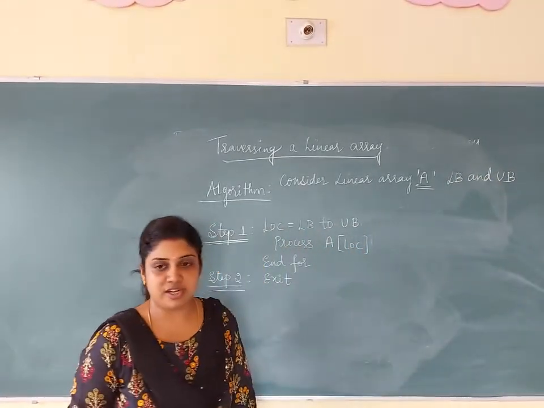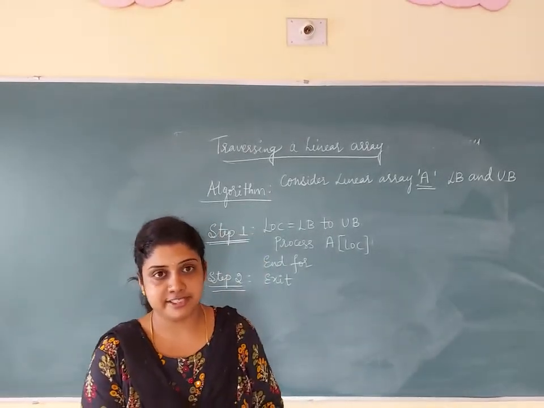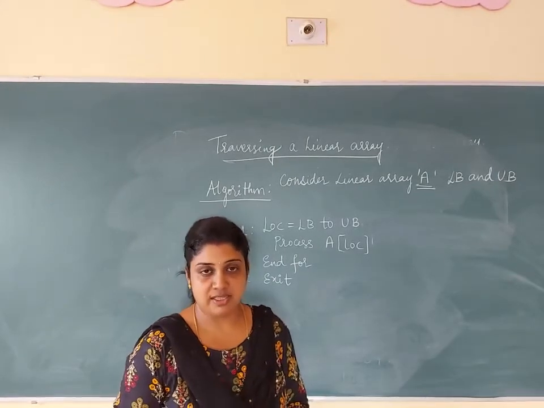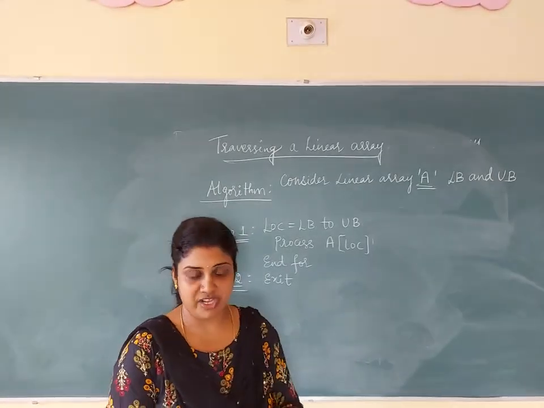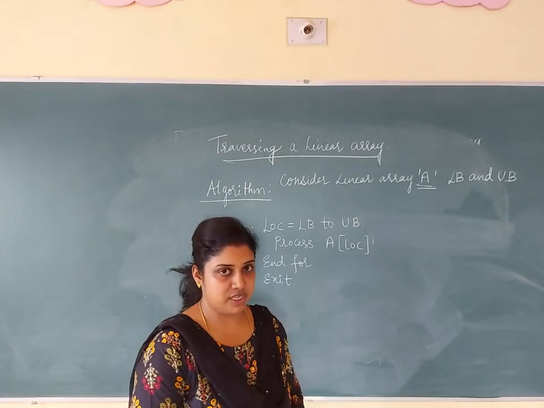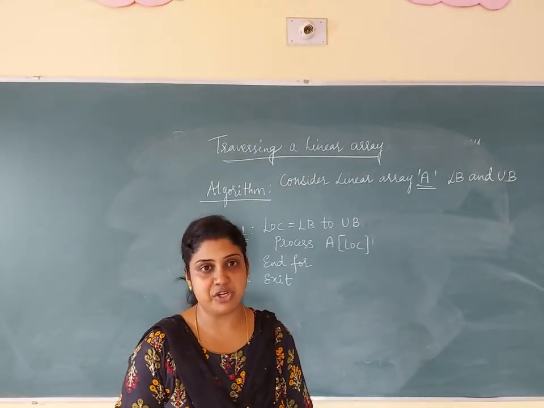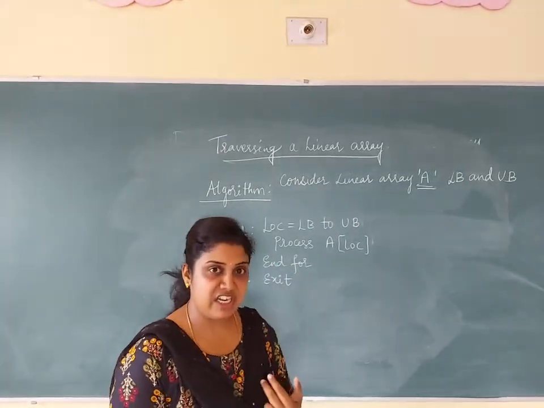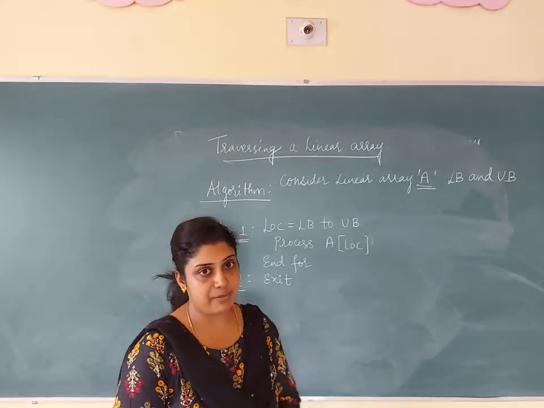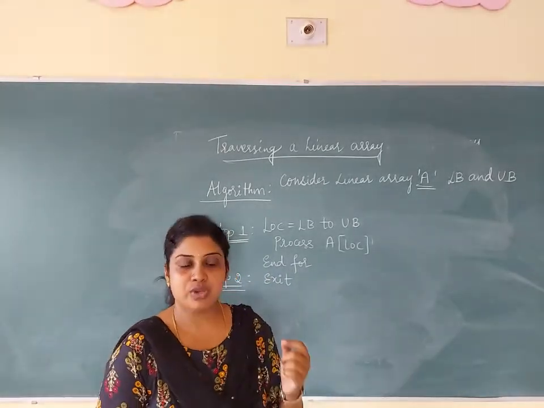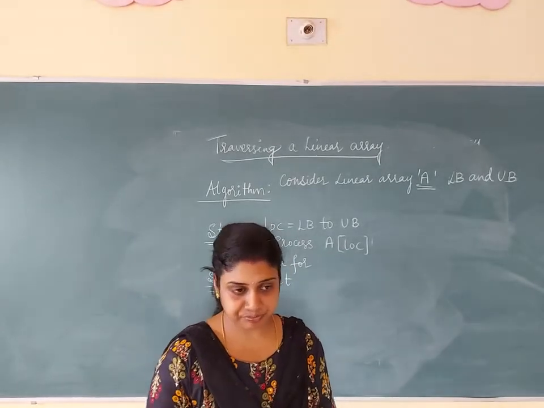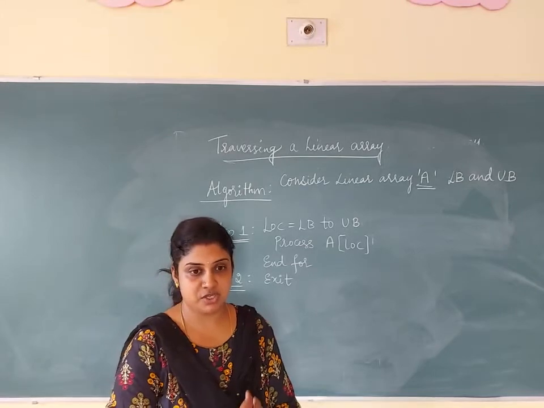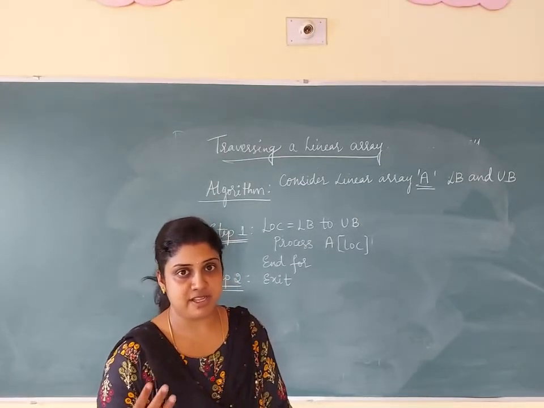What is meant by lower and upper bound? As you know, an array starts from 0, that is your lower bound, and ends with N minus 1, which becomes your upper bound. Any array you consider starts from 0 and ends with N minus 1. We call this the lower and upper bound. We have taken one linear array and considered the lower and upper bound. Now you have to do traversing, a process where you visit each and every element.